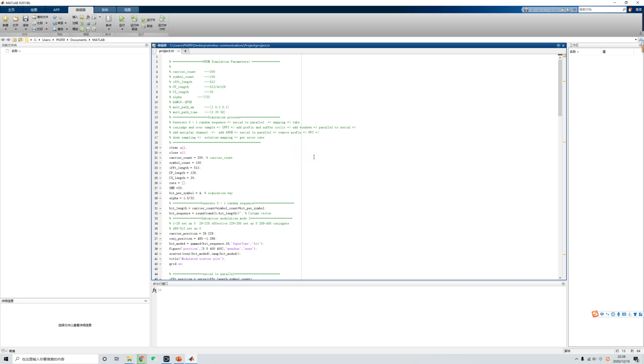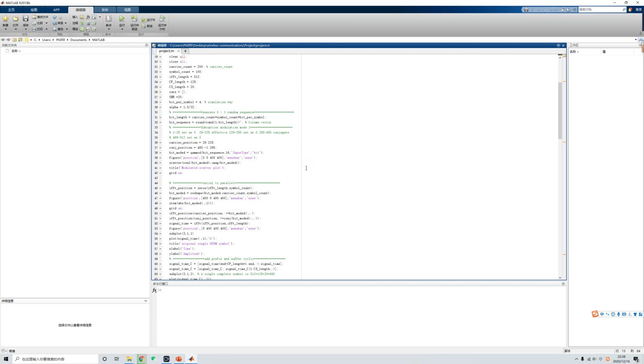And next is IFFT. Then I add a prefix and a suffix, and next I add windows. Then I do parallel to serial. Then I add multiple channels and add AWGN, and do serial to parallel again. Next I remove the prefix. Next is FFT, downsampling and demapping. Then I can get the error rate.